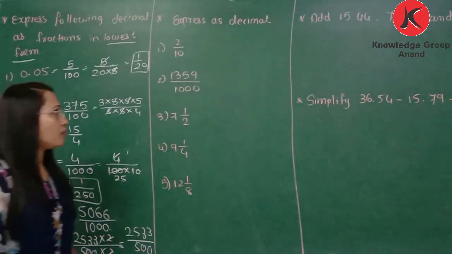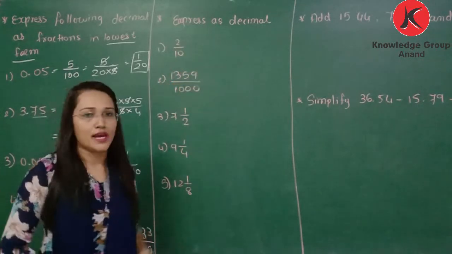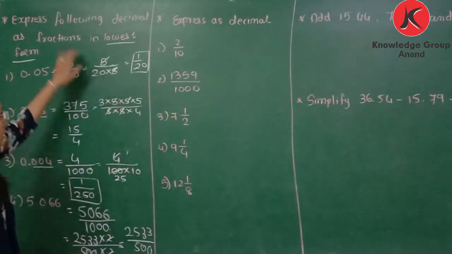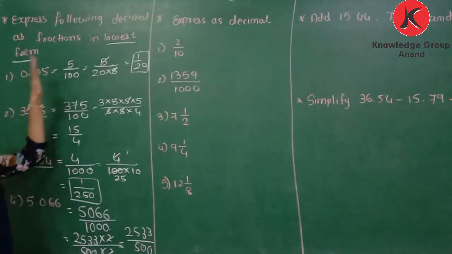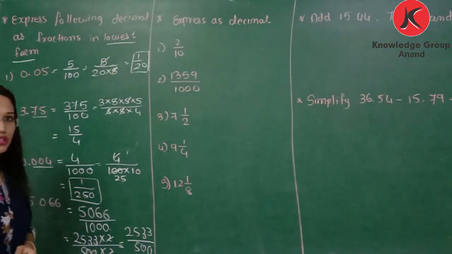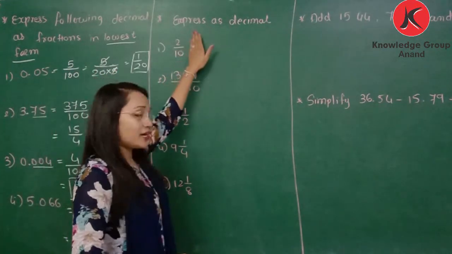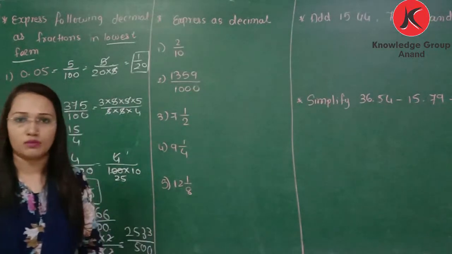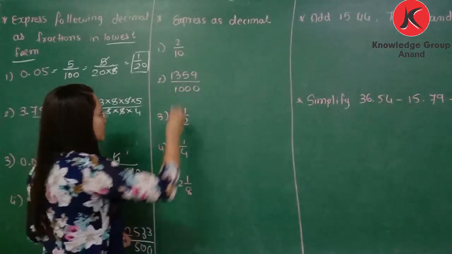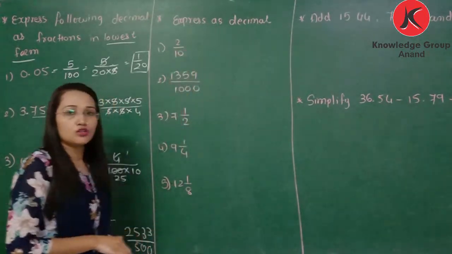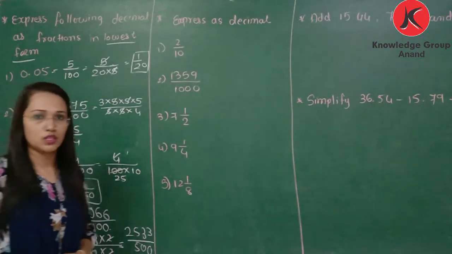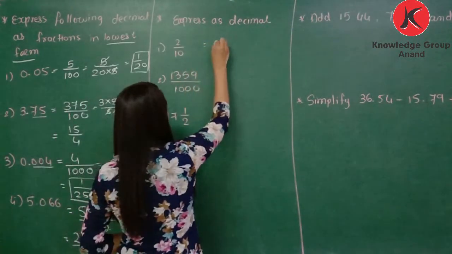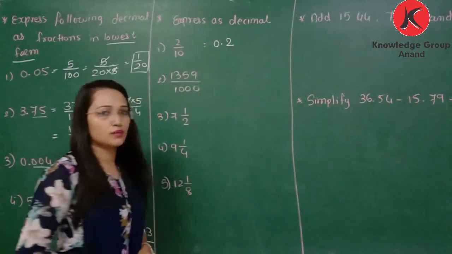Okay. Now next, express as a decimal. What was this before? Express as a fraction: the decimal is given and you need to write the fraction. Now the fraction is given and you need to write the decimal. So here the first example is 2 by 10. In the denominator there is 1 zero. So it is written as 0.2 as a decimal.